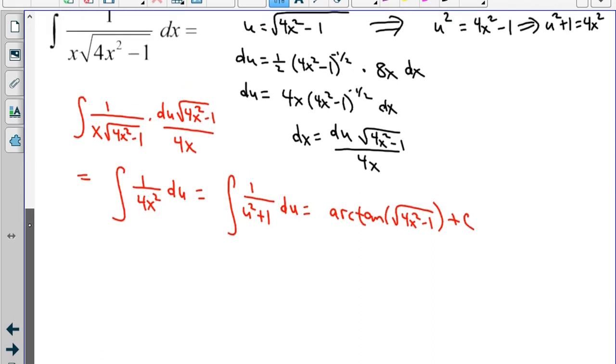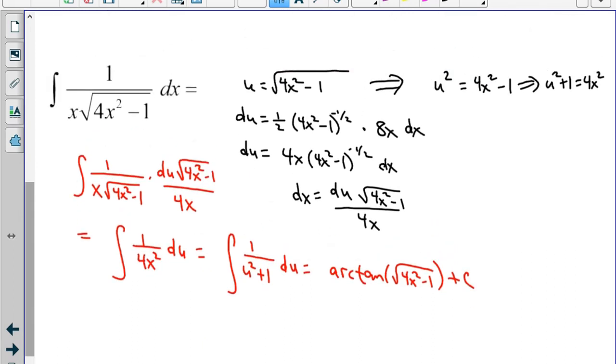But if we take u equals root 4x squared minus 1, we can do du and do a bunch of simplifying to get dx equals du times root 4x squared minus 1 over 4x. So I replaced dx with that. I did a little simplifying and I ended up with 1 over 4x squared du. Now notice that 4x squared is the same thing as u squared plus 1. So I can replace 4x squared with u squared plus 1. And this looks a lot like arctangent.